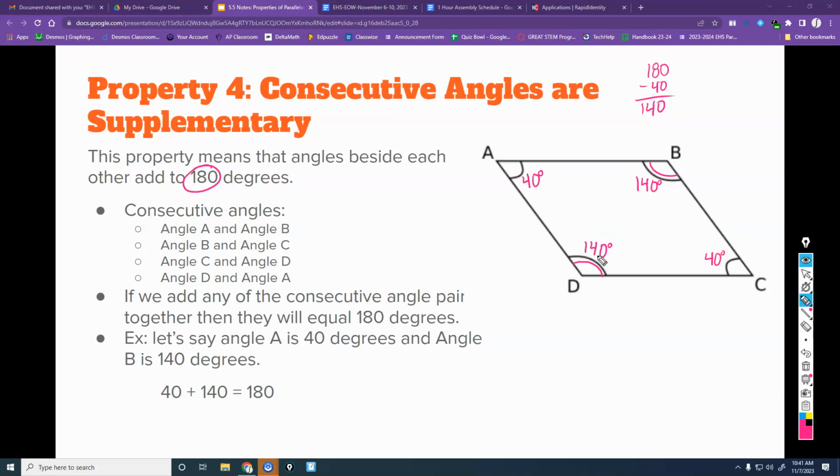And if you check here on any side, like if I look at AB, 40 plus 140 equals 180. If I check right here, between BC, 140 plus 40 equals 180. Right here, 40 plus 140 equals 180. Same thing over here. I'm running out of colors, but 40 plus 140 would equal 180 for that. Okay. Questions? All right.